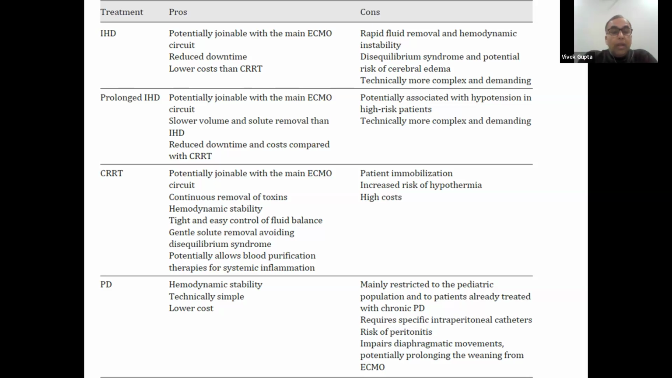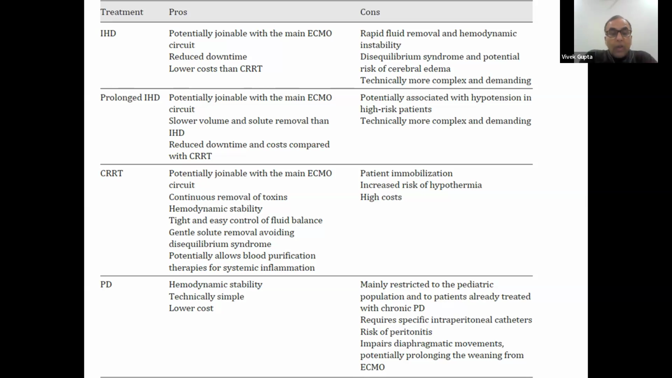CRRT can easily be connected with the main ECMO circuit and it can go continuously for 72 hours or more. It allows us to have tight fluid balance. We remove the volume gently, so there is minimal chance of disequilibrium syndrome. And in fact, it takes out some systemic inflammatory markers, which helps us stabilize the hemodynamics. But definitely, it is costly. There is a risk of hypothermia and immobilization, which are common complications of CRRT. But during ECMO, these two can probably be taken care of because the patient is already immobilized, and hypothermia is not an issue during ECMO.